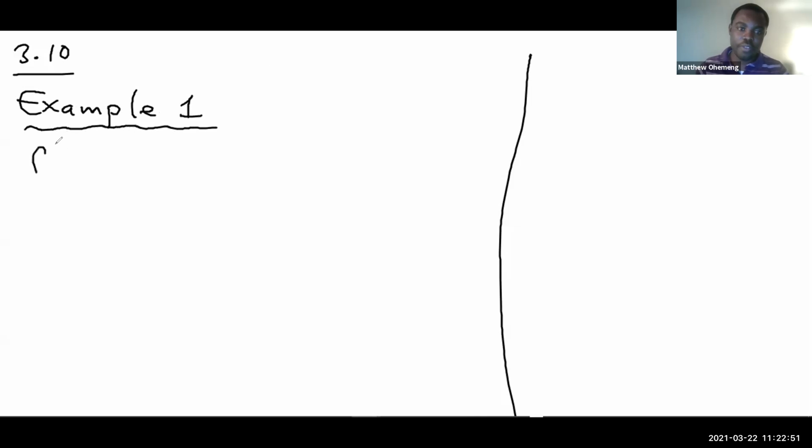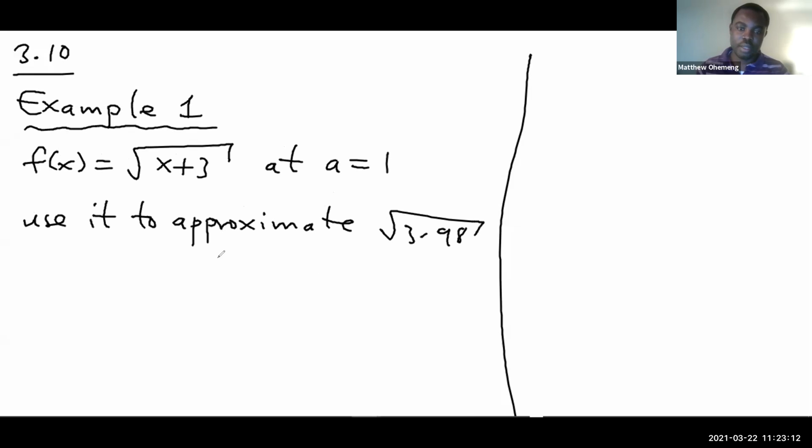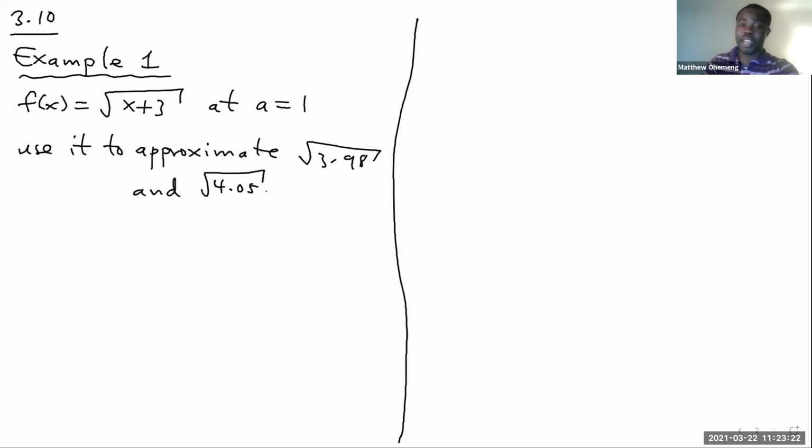Example 1. We have f of x equal to square root of x plus 3, and we are looking at the linearization at a equal to 1. We said use it to approximate square root of 3.98 and square root of 4.05. Okay, so we have this, right? Another follow-up will be whether they are overestimates or underestimates, but we talk about that on the PowerPoint.